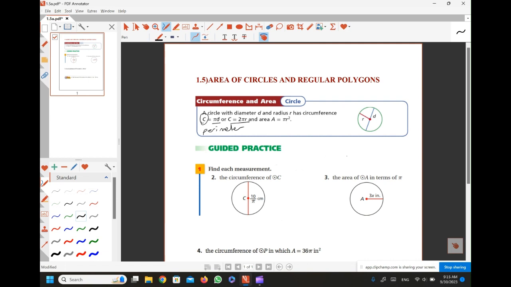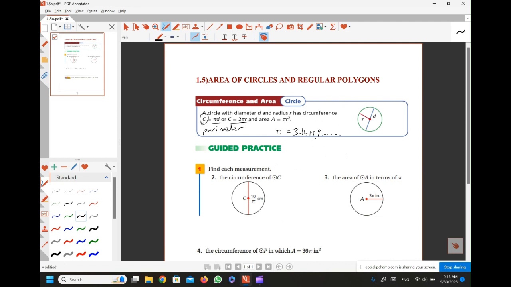And we need to know what d and what r is. D is the length straight across from one side to the other, passing through the center. And what's r? The r is radius, which is the length from the center perfectly straight out to the edge. Pi is a very special number, which is 3.14159 and so on. It's an irrational number.